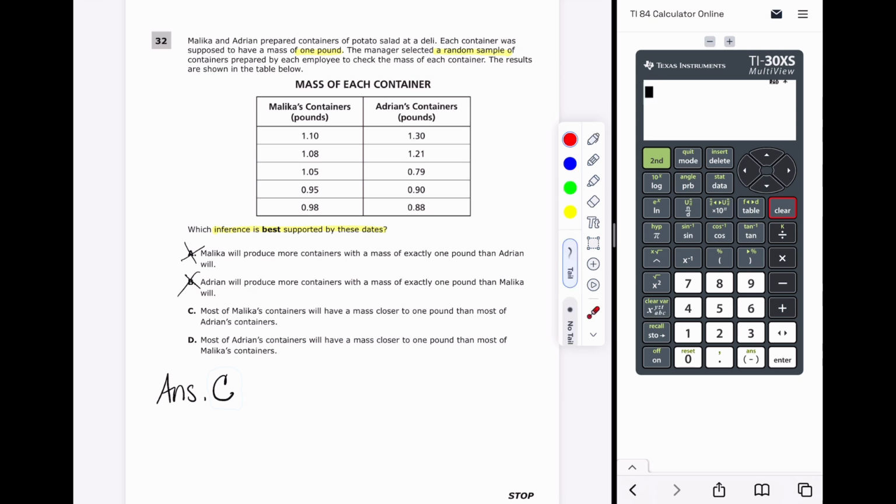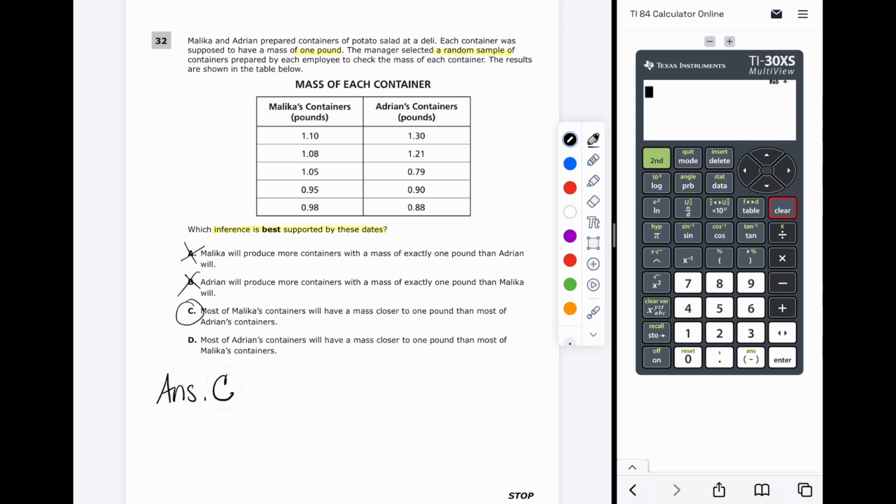All right, C. Most of Malika's containers will have a mass closer to 1 pound than most of Adrian's. So let's see if that's actually true. When I look at Malika's versus Adrian, well, Malika was closer. And then in the next sample, Malika was closer. And in the next sample, she was still closer to 1 pound. Here, Malika was closer to 1 pound. And Malika was closer to 1 pound. So in every single sample, Malika was closer to 1 pound than Adrian. So our data does support this. So C is the correct answer.